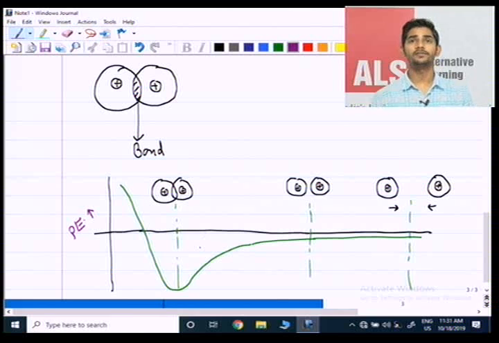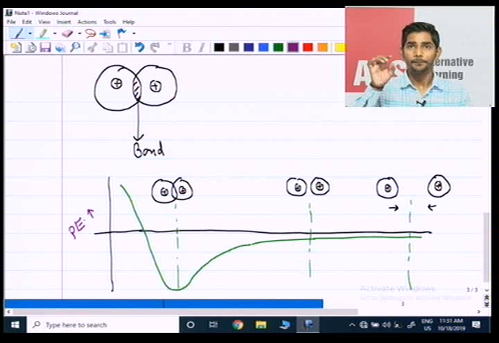See, when I started this chapter, I asked you this question: why do elements combine with each other? We discussed that it is to attain the minimum energy or to attain the noble gas configurations. Okay, so out of these three scenarios, if I ask you which one is the most stable system, we will mark the point where potential energy is minimum. The lower the potential energy, the higher the stability.